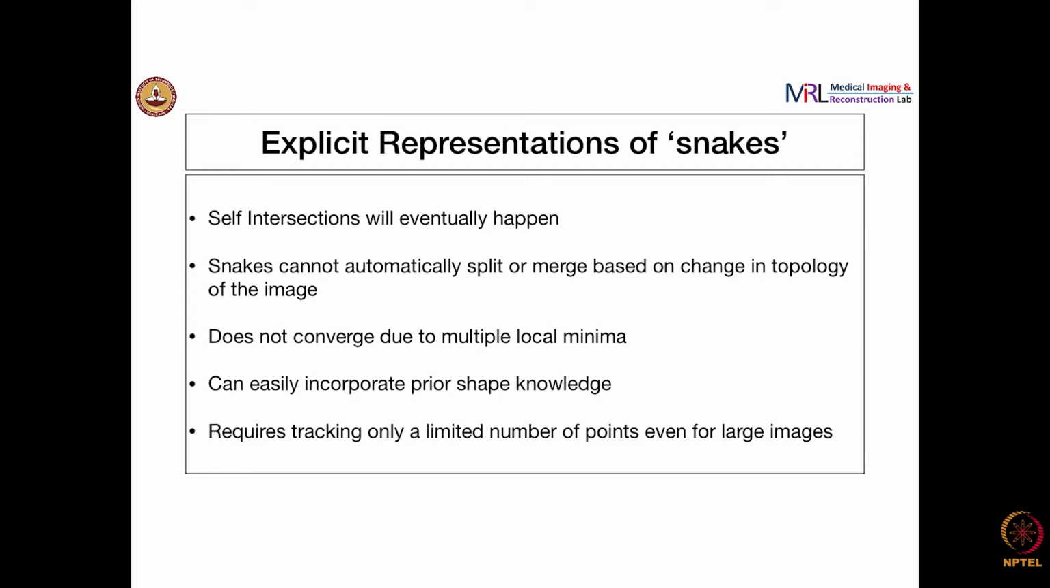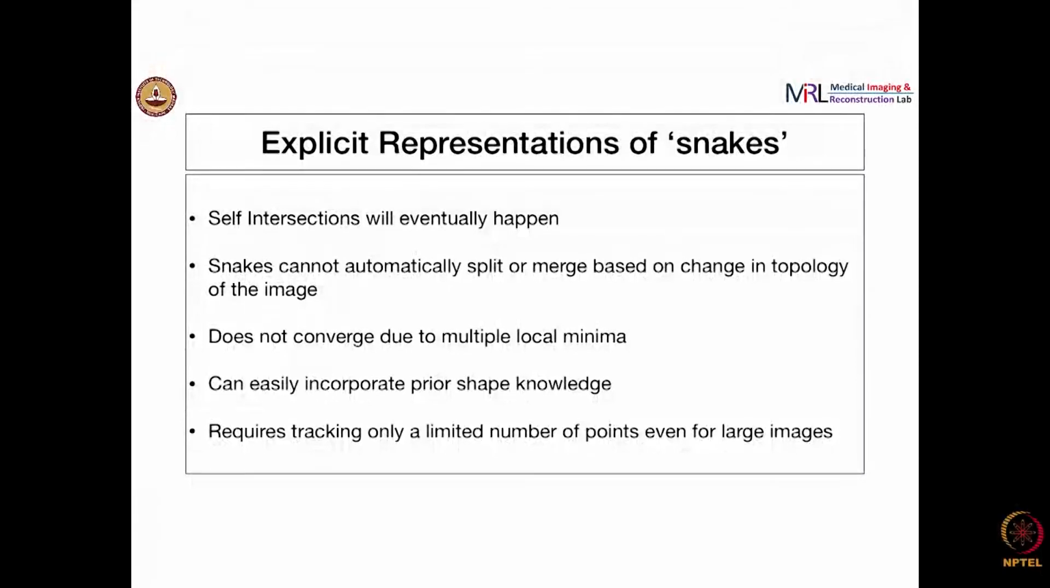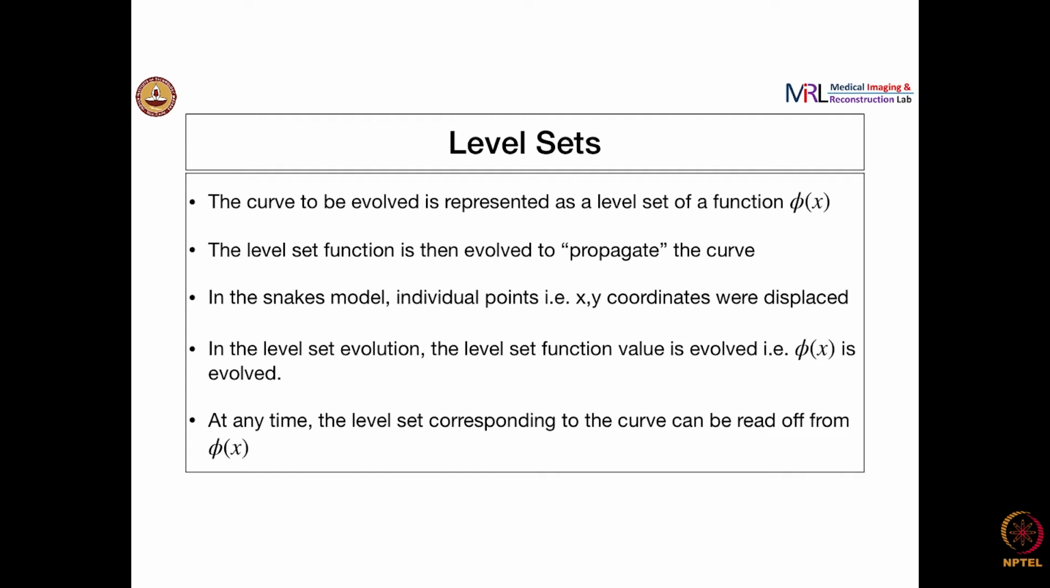So that's an advantage. However, the biggest problem is the convergence to local minima, as well as that they are difficult to program in terms of keeping track of the contours so that it doesn't intersect with itself, and also if you want to split and merge if there are multiple objects in the image. So this is where the level sets representation comes in.